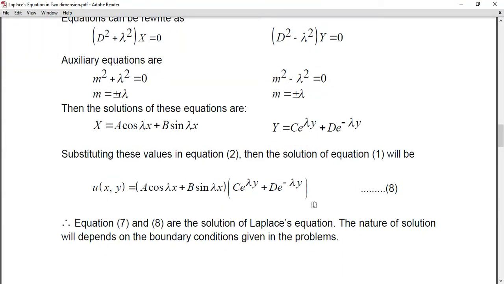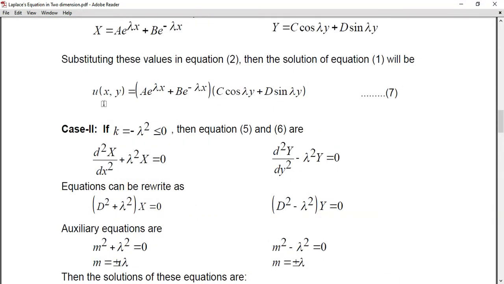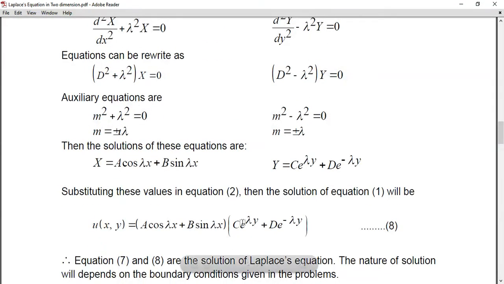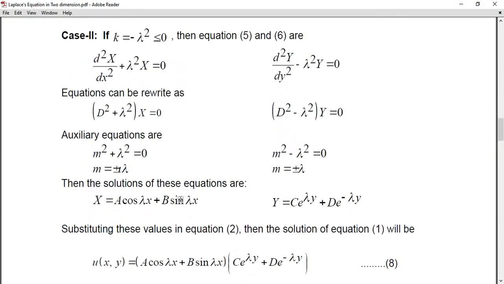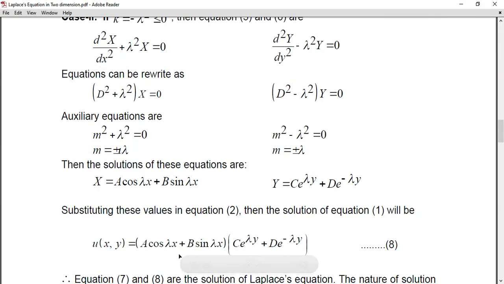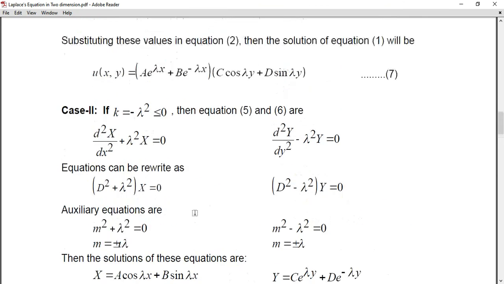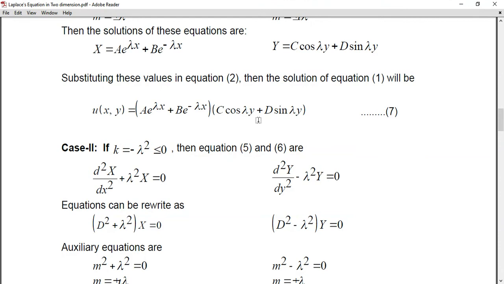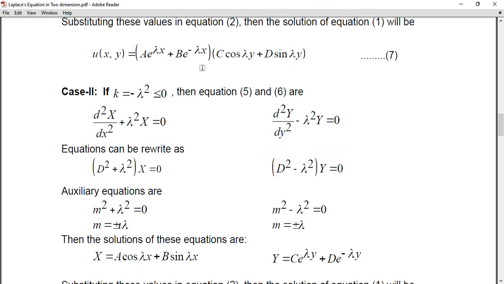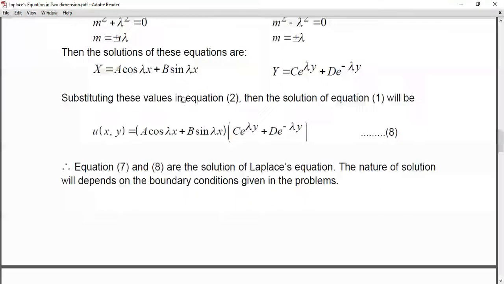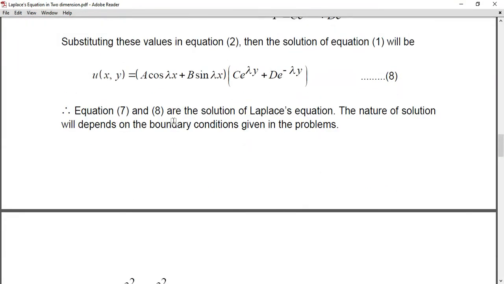If we see these solutions, equation number 7 and equation number 8, we find these are the same results, differing only in that x has cos and sin, while y has exponentials. It means the solution of the Laplace equation when k is less than 0 or k is greater than 0 is the same. So equations 7 and 8 are the solution of the Laplace equation. The nature of the solution will depend on the boundary conditions given in the problem.